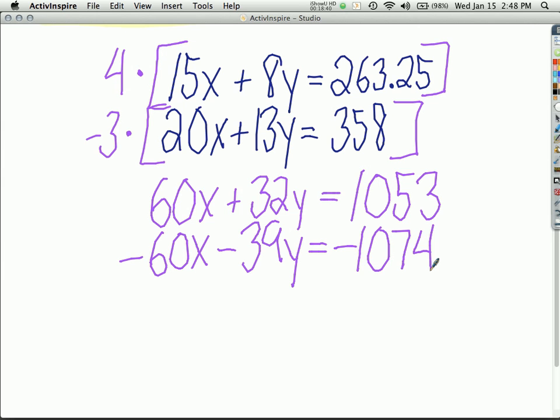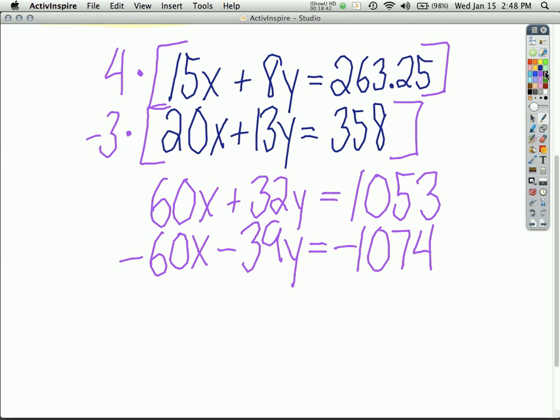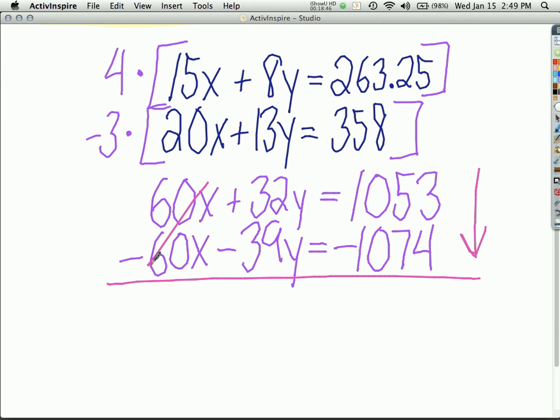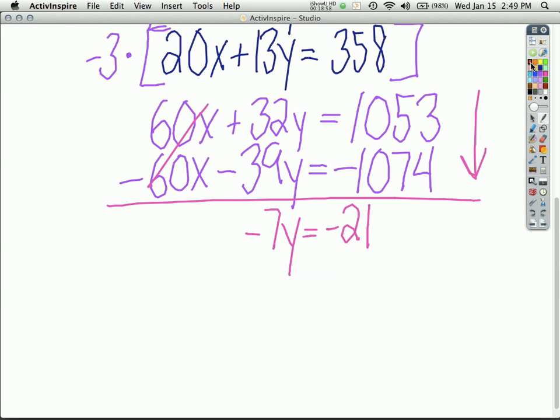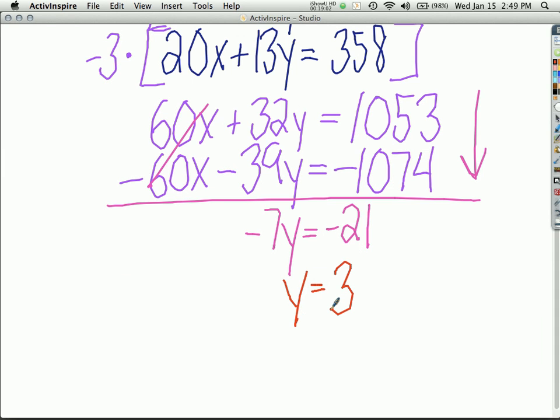And so now we're ready for elimination. So we work down, this cancels out, and we get -7y equals -21, which is unbelievably nice, and it comes out to y equals 3. So we got the y coordinate of the solution.